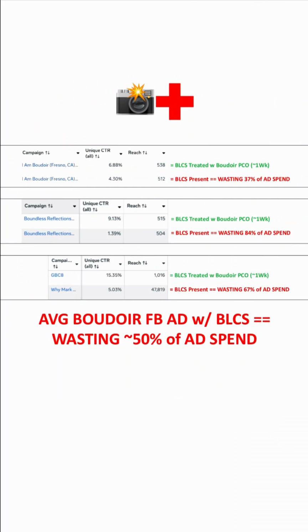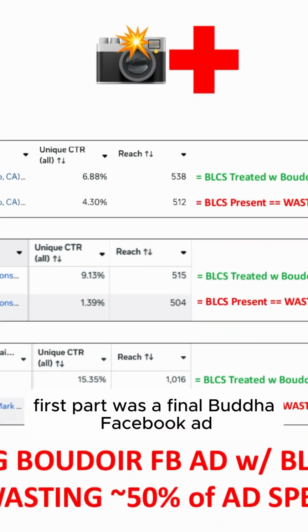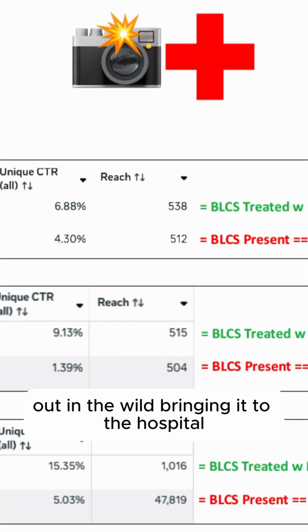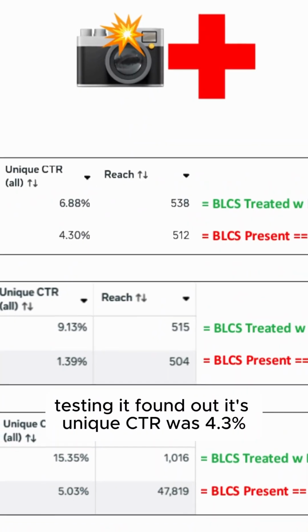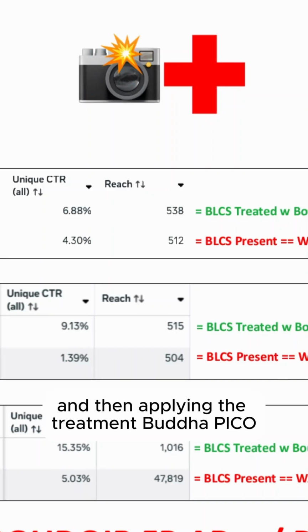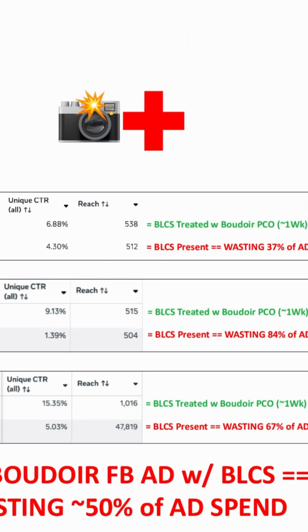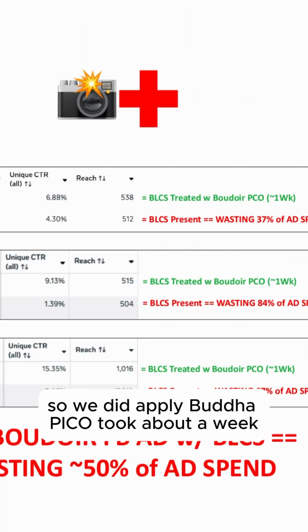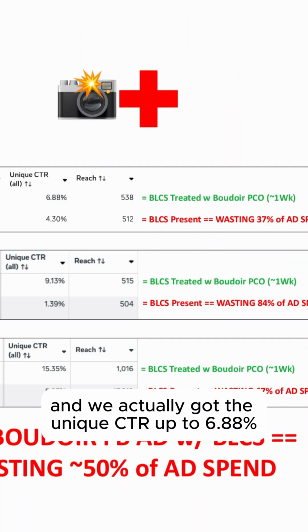So from my residency, the first part was finding a Boudoir Facebook ad out in the wild, bringing it to the hospital, testing it, and finding out its unique CTR was 4.3%, and then applying the treatment, Boudoir Pico. So we did apply Boudoir Pico. It took about a week, and we actually got the unique CTR up to 6.88%.